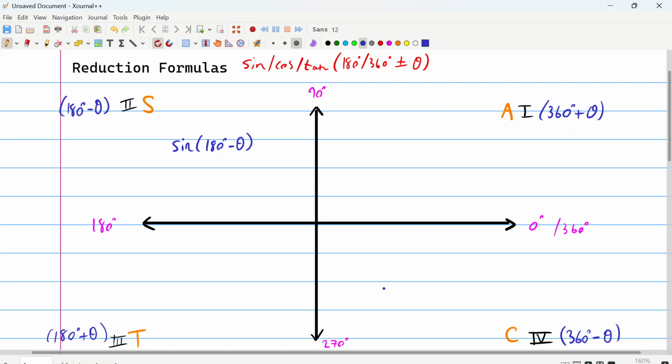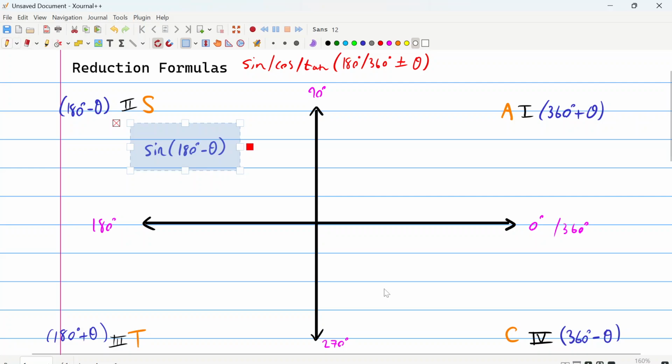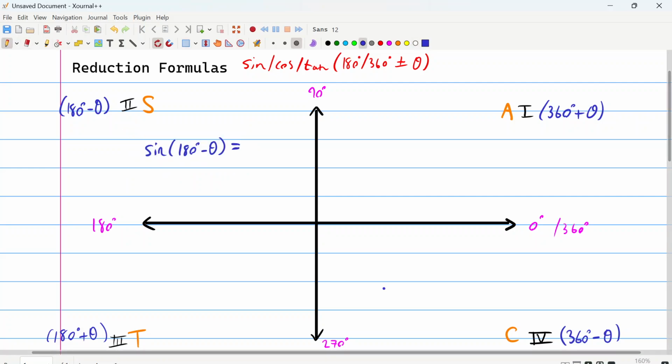Now let's go back to the sine over here. So we have sine of 180 degrees minus theta. And what is this going to be? This is where we reduce the reducing angle and get rid of it, but we need to make a change to the sign. Notice that we are in quadrant 2 where sine is positive, meaning our output is going to be positive sine of theta, where we got rid of the reducing angle and left theta on its own. That is the whole point of using reduction formula.